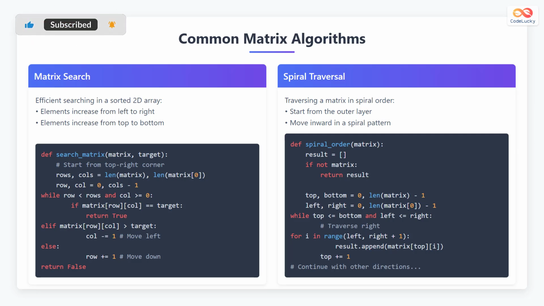The top and bottom variables can be assigned to 0, and the length of the matrix - 1. The left and right variables can be assigned to 0, and the length of the matrix at index 0 - 1. While top is less than or equal to bottom and left is less than or equal to right, traverse right. For i in the range left to right + 1, append the matrix at index top, i to the result. Finally, increment top by 1, and continue with the other directions.